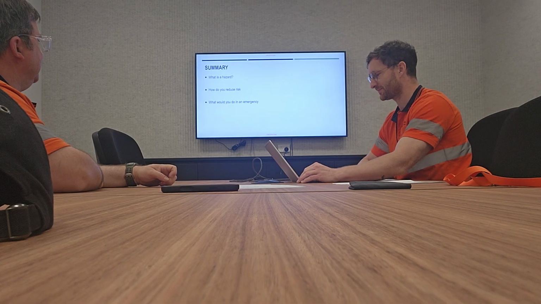A hazard is something with the potential to cause harm. How do you reduce risk? Well, try and eliminate the hazard. Perfect. And what would you do in an emergency? Well, firstly, depending on what it is, if it's somebody who's injured themselves, make sure that person is okay, has any injuries attended to, and where required, send them for further assessment in a medical facility. If it's a fire, then you'll have your fire egress policies, which you'd have to follow. Every location is different. Where it's required, call 000.